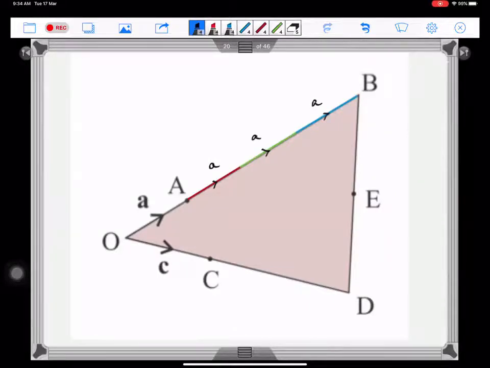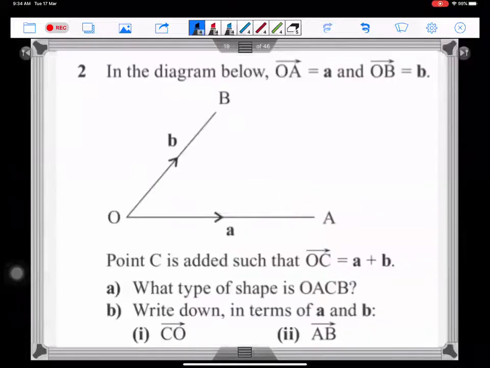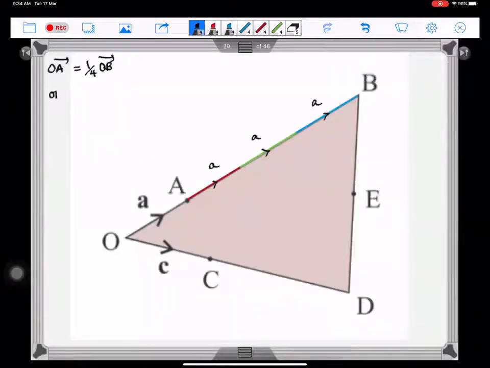That is the concept. OA is 1/4 of OB. Where does it say? It says over here. OA is 1/4 of the length of OB. Therefore, OB is 4 times OA, that is 4 times A. That means the whole OB is 4A. So therefore, there is 1A, 2A, 3A, 4A. That's how the logic is.